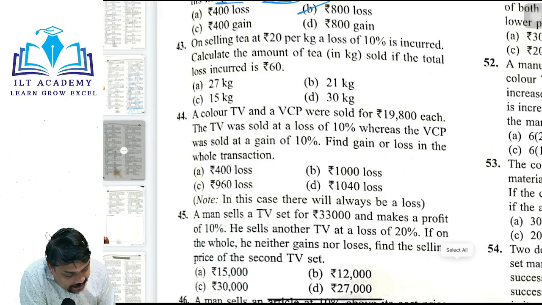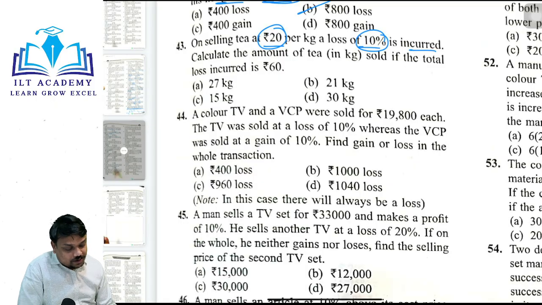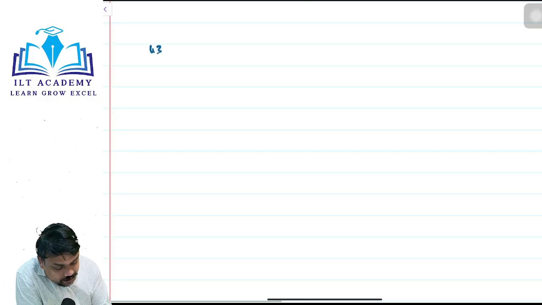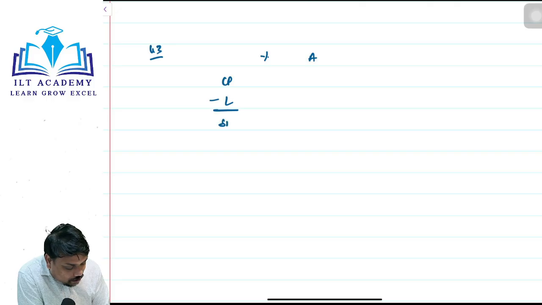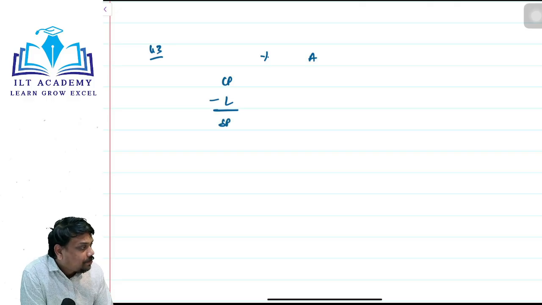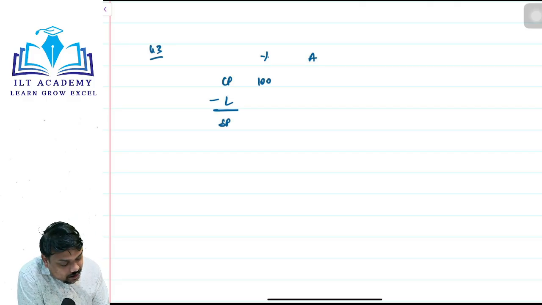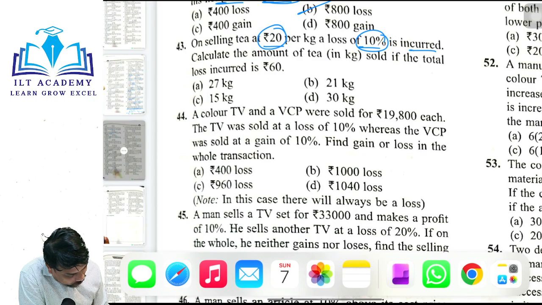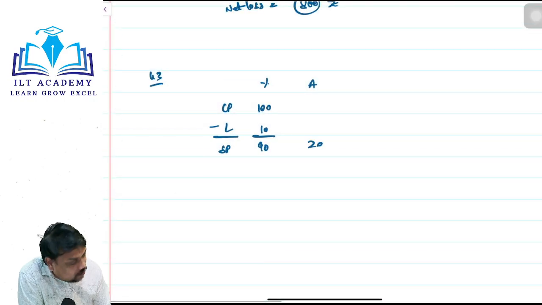See, on selling tea at 20 rupees per kg, 10% loss is incurred. So let us find this one. First we will complete this situation. We know how to do it. Percentage amount: cost price minus loss will be equal to selling price. Any doubts? 100%, 10% is what? Loss. Then this will be what? 90. And we are selling at what price they are telling? 20 rupees per kg. See, ma'am.